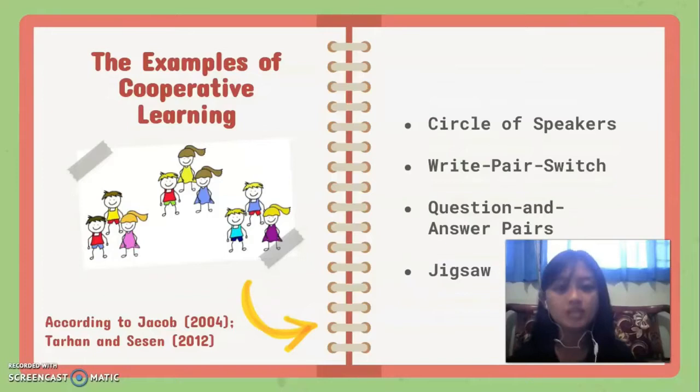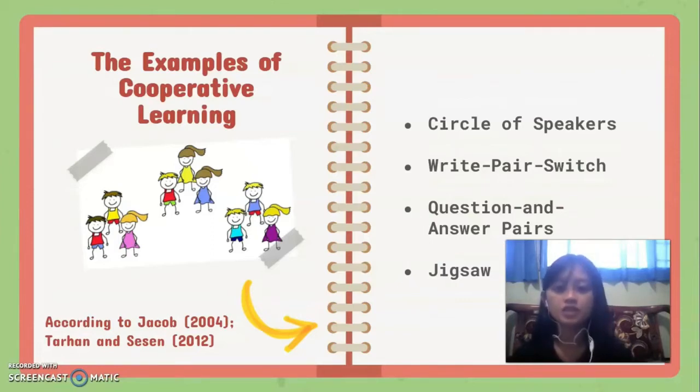Next is write pair switch. In this technique, each student is asked to work alone and write the answer, and then students share their answer with their partner, after which students exchange partners and share the ideas that they have previously discussed with their partners, and then share them with the new partner.